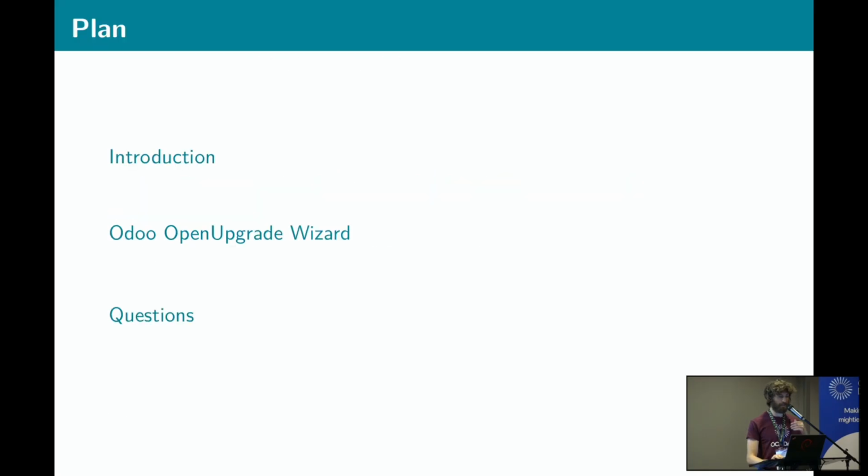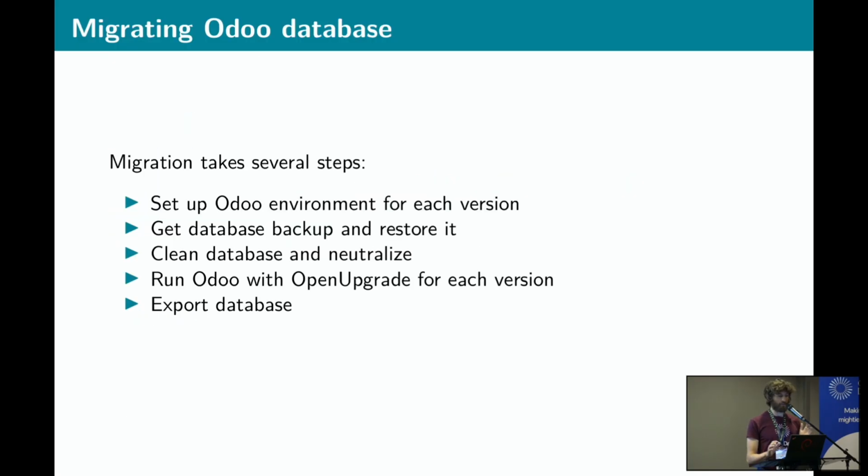So, introduction. Now you already know the process. If you want to migrate an Odoo database, you need to set up an Odoo environment for each version you want to migrate. You will have to get a backup of your database and restore it in this environment. Then clean the database, maybe neutralize some crons or things like that, or be sure that your database doesn't have access to the internet.